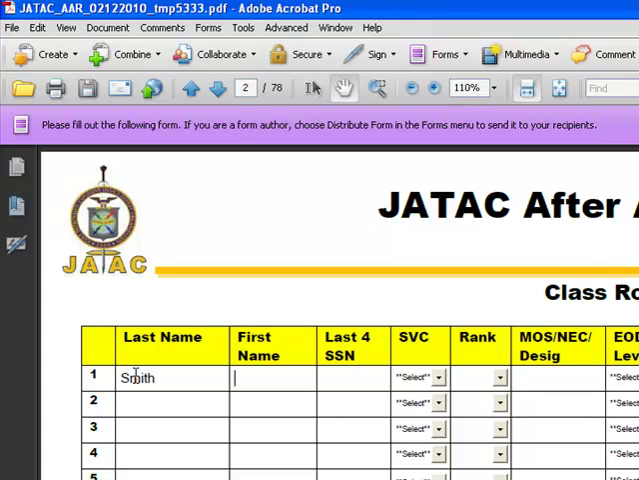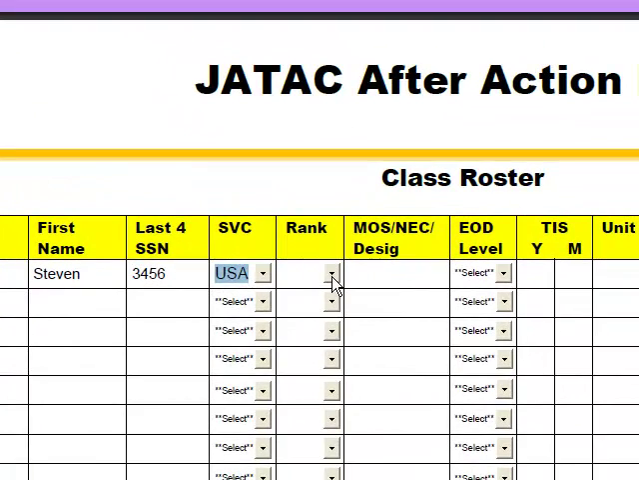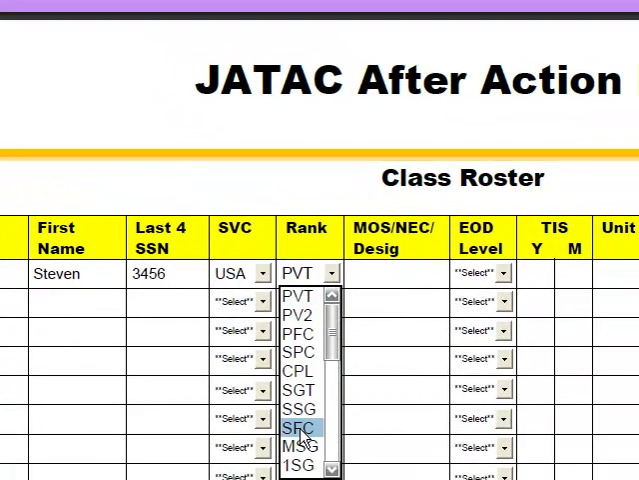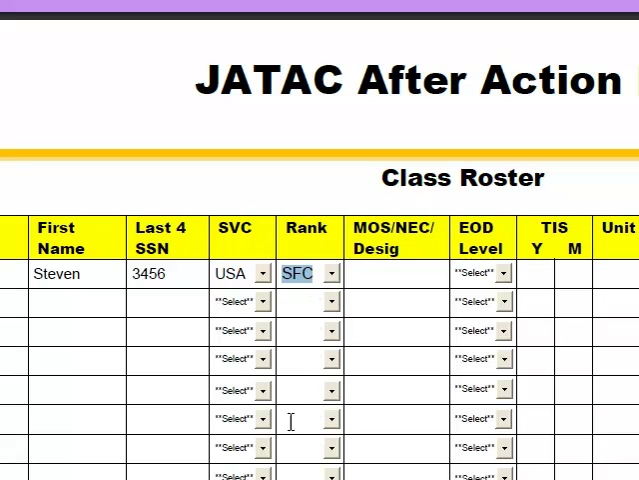Last name, first name, the last four numbers of the Social Security number. Next is the service the student is a member of. In this case, Army. The student's rank. In this case, we'll select Sergeant First Class and their NEC, MOS, or designator as applicable to the specific service. Here we'll enter 89 Delta, which corresponds to an explosive ordnance disposal specialist.